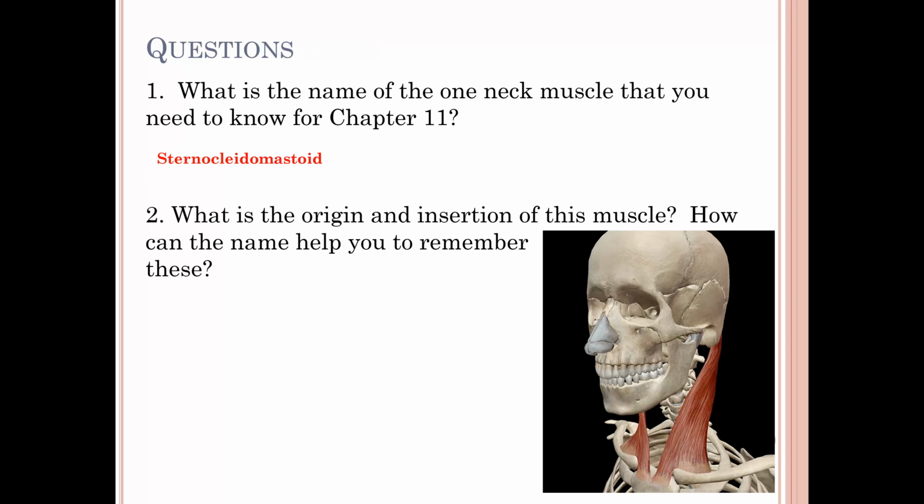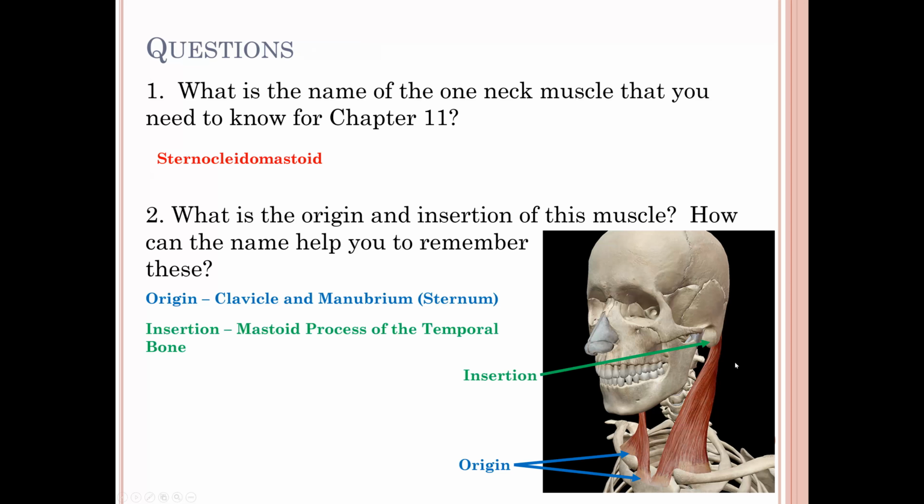So let's take a look at a picture of an isolated sternocleidomastoid. So the origin is the clavicle and the manubrium of the sternum. So this muscle attaches to both the clavicle and the manubrium, which is the top part of the sternum. And the insertion is the mastoid process of the temporal bone. So that is that large bump that is behind your ear, and that is the mastoid process that we identified back in chapter 7, that really large bump on the temporal bone.